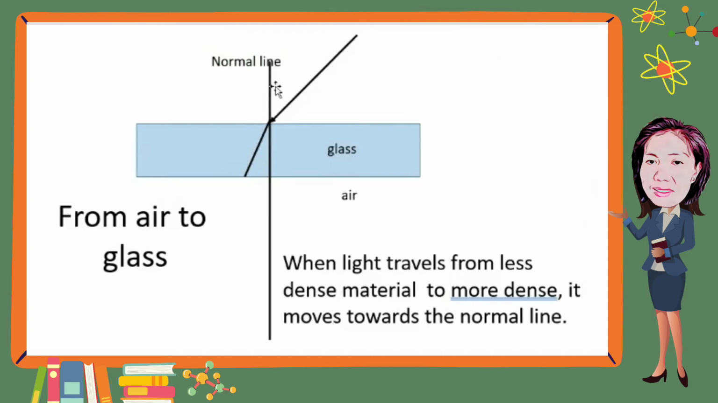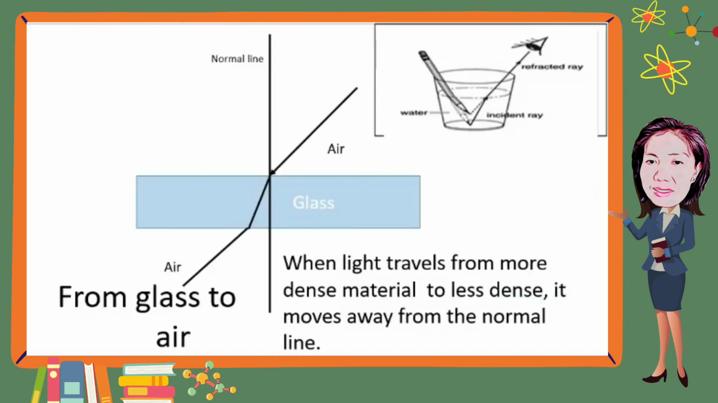Okay? So, ang tawag dito na angle is from normal line to the ray of light is what we call as the angle of incident. And the angle from the normal line to the refracted light is what we call as the angle of refraction. So when light travels from less dense material to more dense, it moves towards the normal line. So kung mag-travel ang light from less dense, usually mag-move towards the normal line.